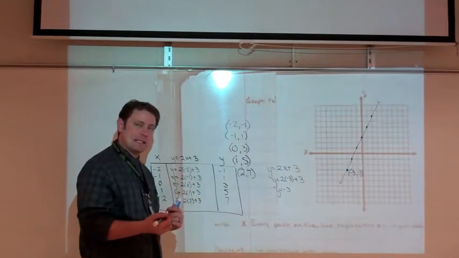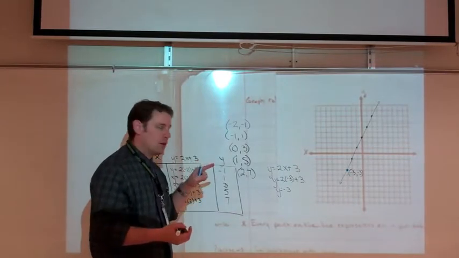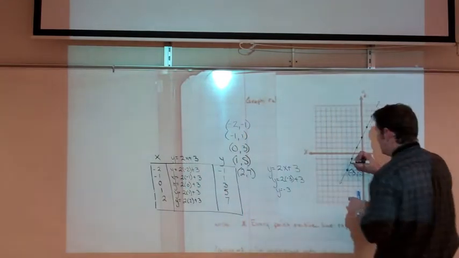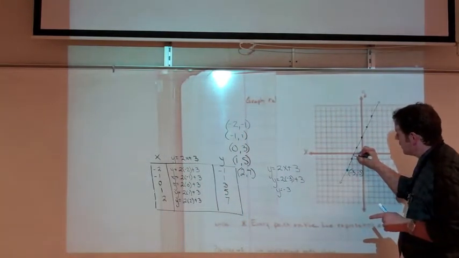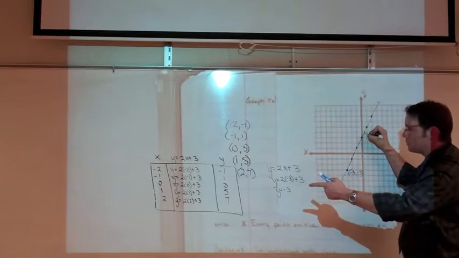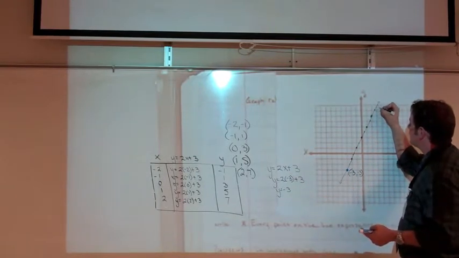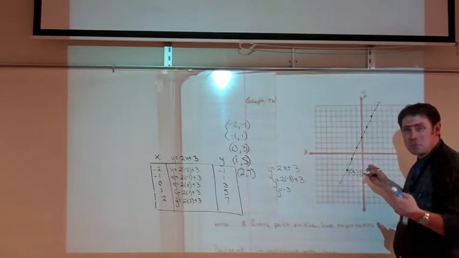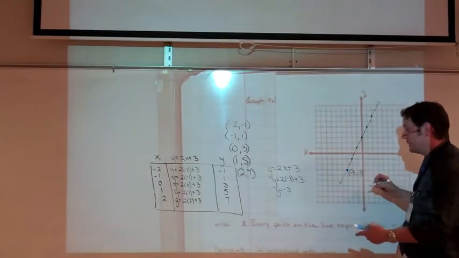What this means is that every point on this line actually represents a solution to our function rule. We just choose easy numbers to work with because we can work with them easier with mathematics.